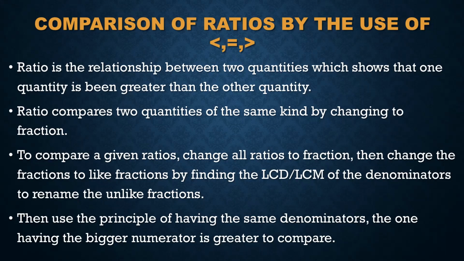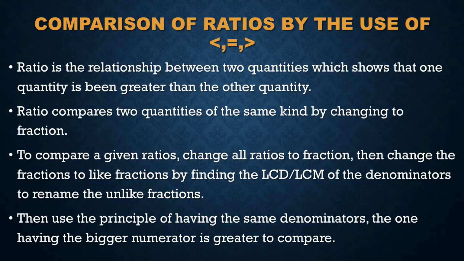So after getting the like fractions, you want to compare the fractions. We use the principle of having the same denominators. In a situation where you have the same denominators, the one having the bigger numerator is greater, okay? So we are going to use this principle and the following steps to compare given ratios. We said ratios compare two quantities of the same kind. And before you can compare ratios, the first thing you have to do is what? You change all ratios to what?